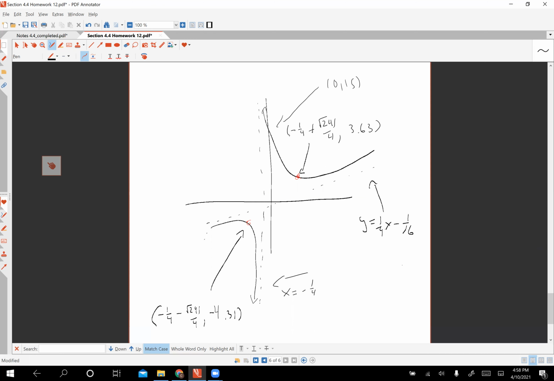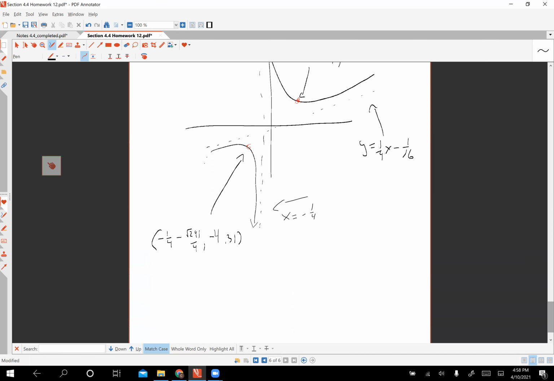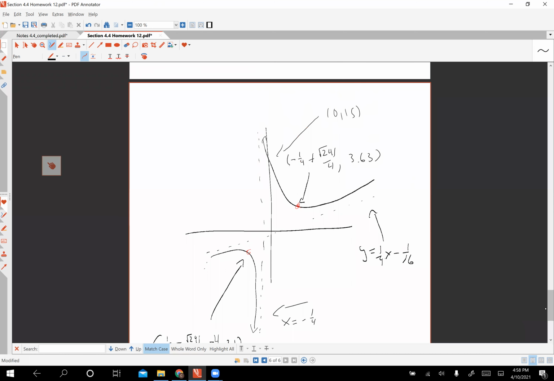So that's all there is to it, students. You'll do something like this. I don't expect your drawings by hand to be beautiful. So I'm just going to stop right now.